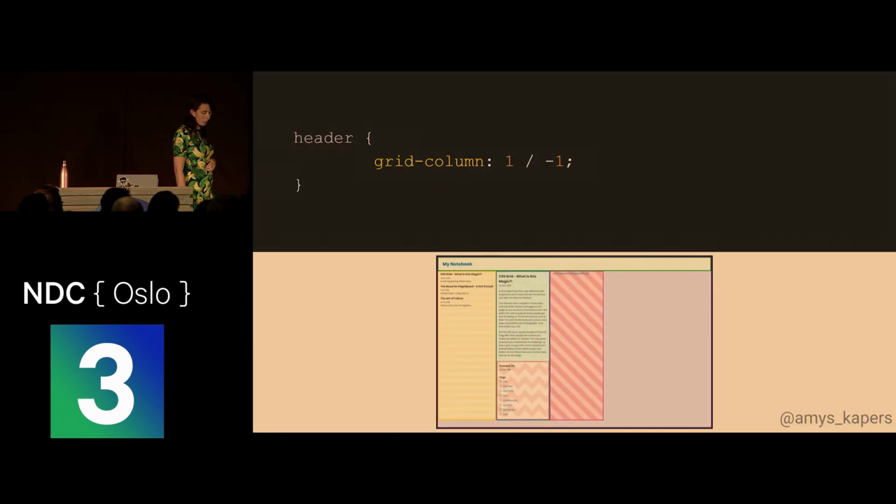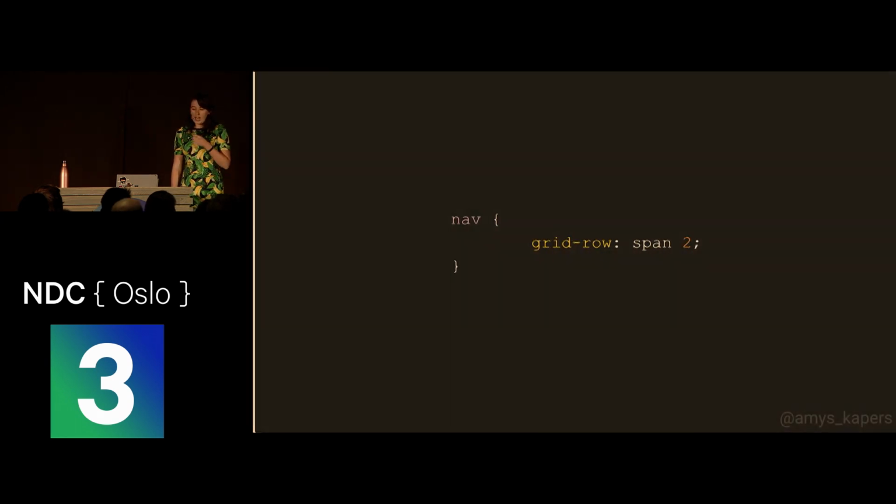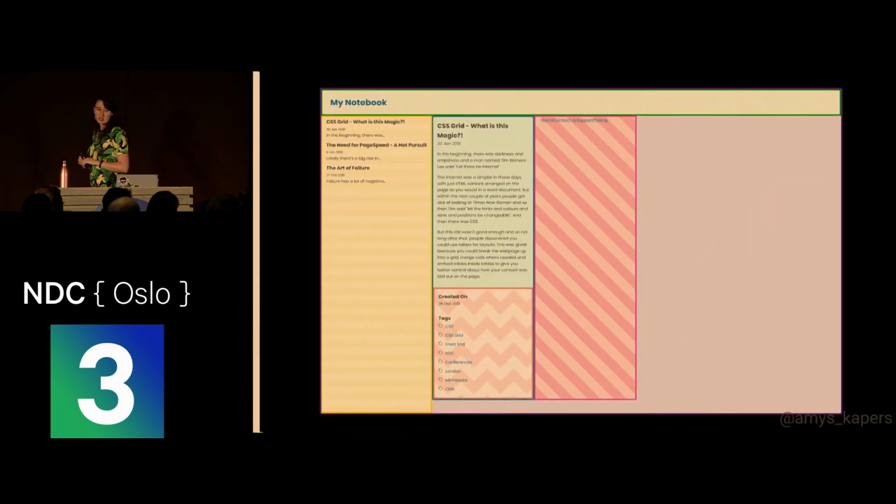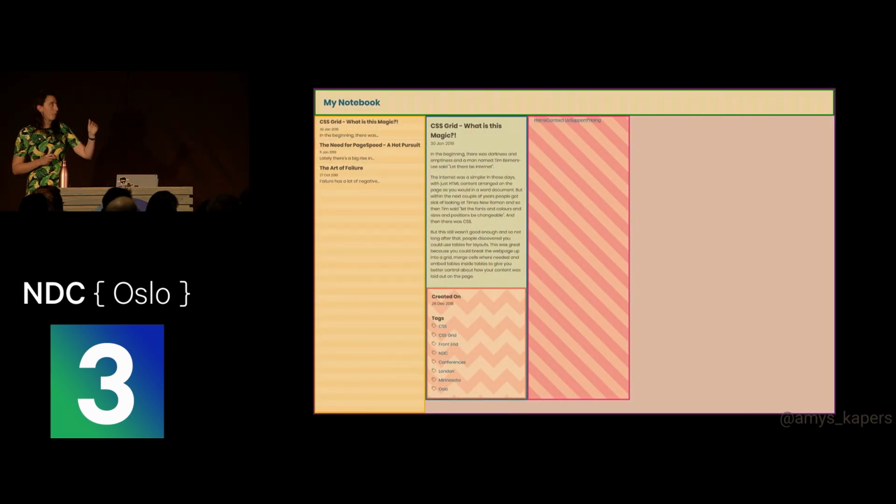Next, we're going to place the nav. So that's our yellow sidebar. And to do that, the nav, it only takes up 1 column, but we do want it to span 2 rows. So we're going to define grid row span 2, and we'll let the grid just place that wherever it goes, but we know it's just going to sit there. So you can see the nav has now dropped down into the bottom row of the grid as well.